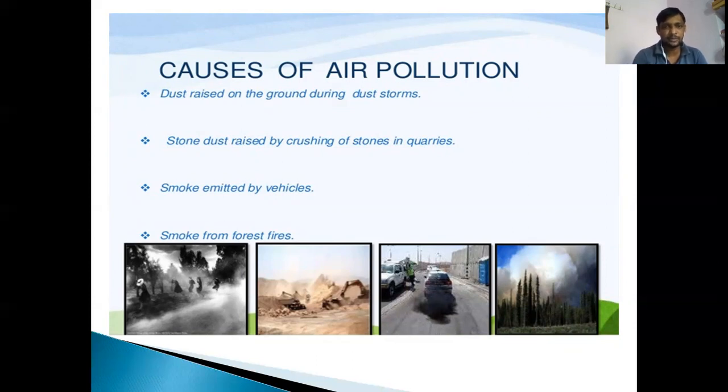And the next is smoke emitted by vehicles like this. And forest fires, the fire accidents in the forest. These are the main causes for air pollution.